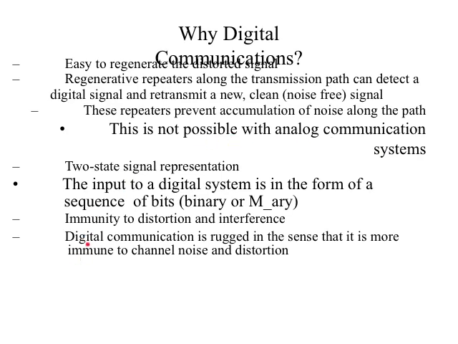Now coming to the next advantage, there is a two-state signal representation in digital communication. The input to the digital system is in the form of a sequence of bits, either binary or M-ary form. Due to this, there is immunity to distortion and interference. Digital communication is rugged in the sense that it is more immune to channel noise and distortion. This is a very important advantage of digital communication.